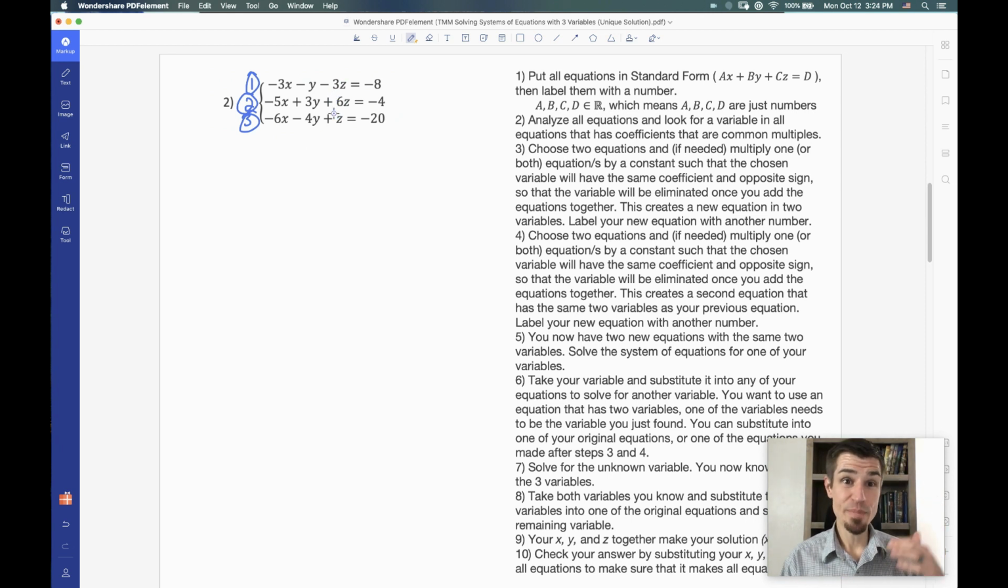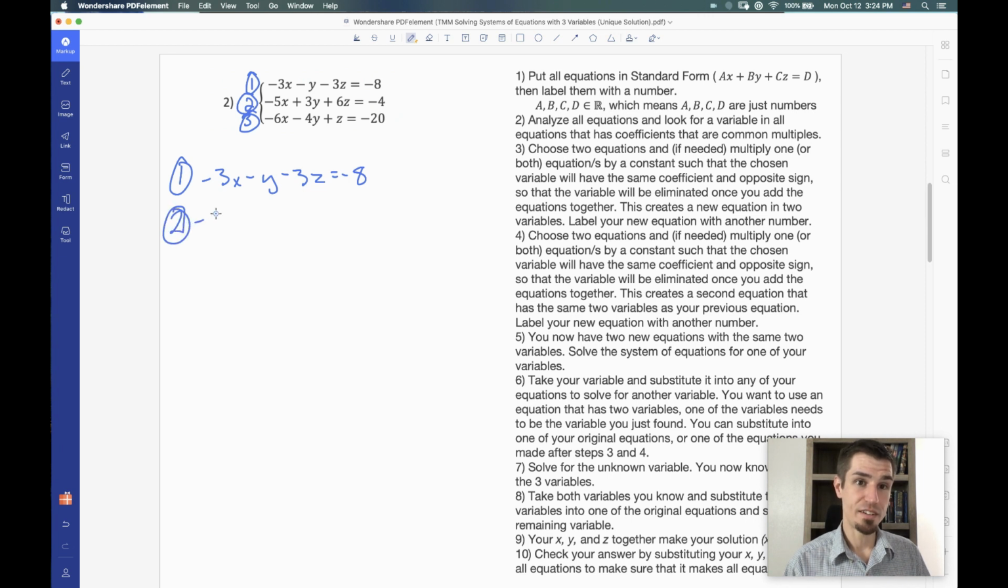So really a mix of any of these are going to work well. I'm just going to go ahead and use 1 and 2. So equation 1 is -3x minus y minus 3z equals -8. And equation 2 is -5x plus 3y plus 6z equals -4.